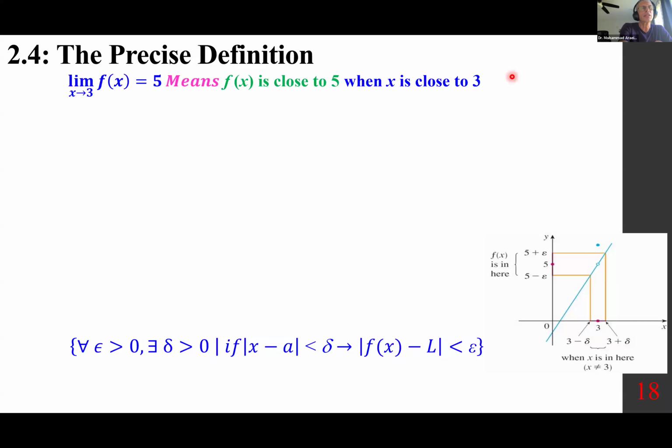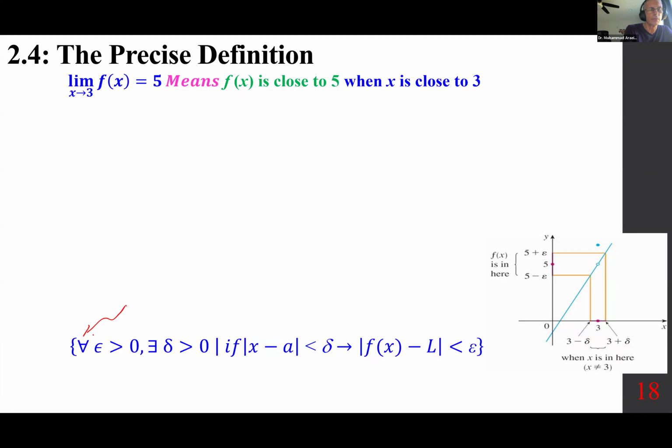So since x is approaching 3, in the vicinity of 3, we go to the left and right by a small number, delta. Then the y coordinate is 5. In the vicinity of 5, go up and down by a little bit, a small number, epsilon. So this notation in math reads: for every epsilon larger than 0, there exists delta larger than 0, such that if the absolute value of x minus a is less than delta, the absolute value of f of x minus L is less than epsilon.